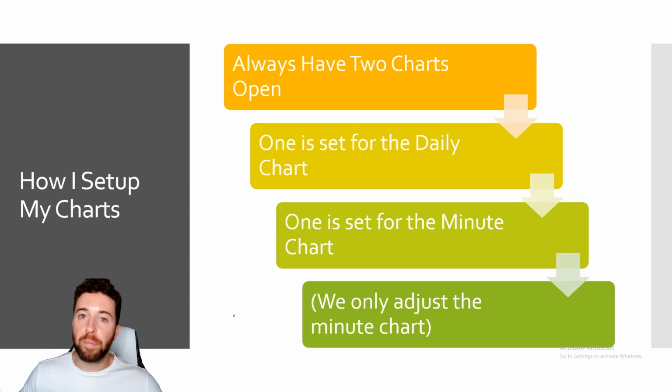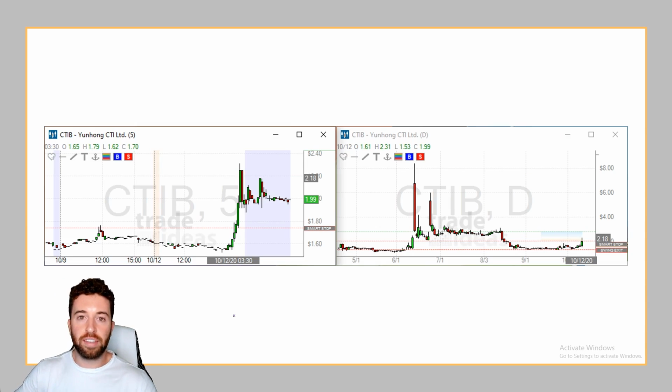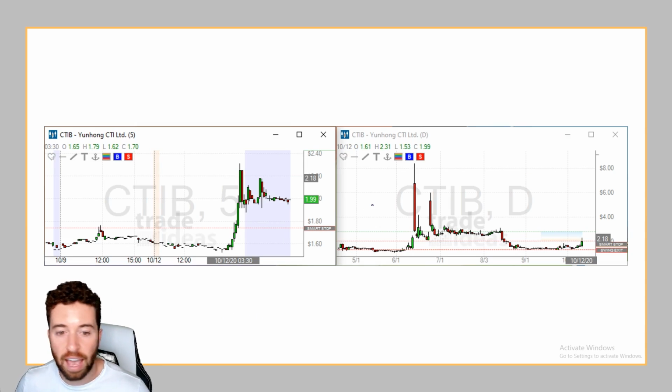Now we also have a minute chart for that actual day. And you can see right here, we only adjust the minute chart. I keep my daily chart open at all times and leave it there as a reference on what the stock has done. The minute chart is the one that is going to move the most. The minute chart is the one that we are going to adjust throughout the day to make sure we're in the correct time frame. So this is what I have my chart set up as at all times.